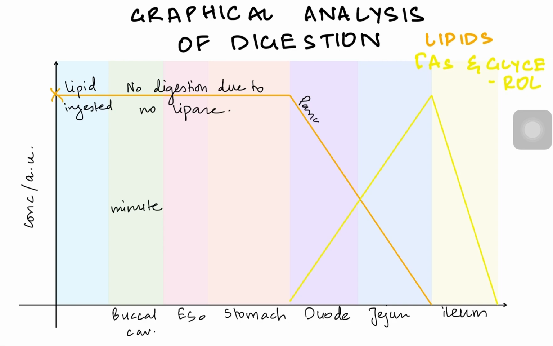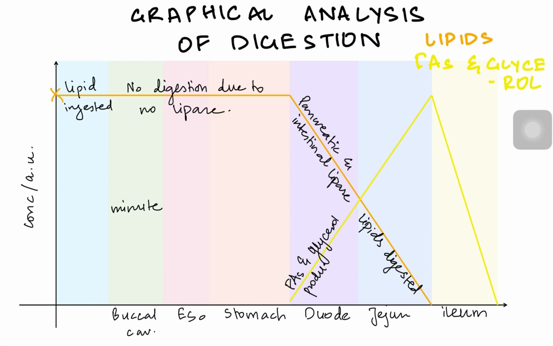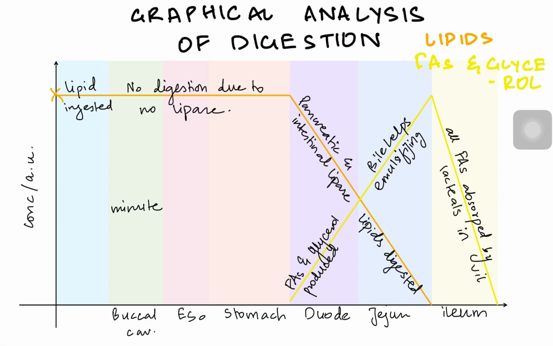Only in the duodenum there's an enzyme known as pancreatic and intestinal lipase. So lipids are broken down and they are digested. While fatty acid concentration increases because obviously the lipids break down to make the fatty acids and glycerol. So fatty acid and glycerol concentration increases in duodenum and the jejunum. Bile helps in the emulsification of the lipids. And finally, all the fatty acids are absorbed in the ileum by the help of the lacteals or the lymphatic vessels in the villi. So fatty acids are absorbed in the ileum, and that is why their concentration decreases.